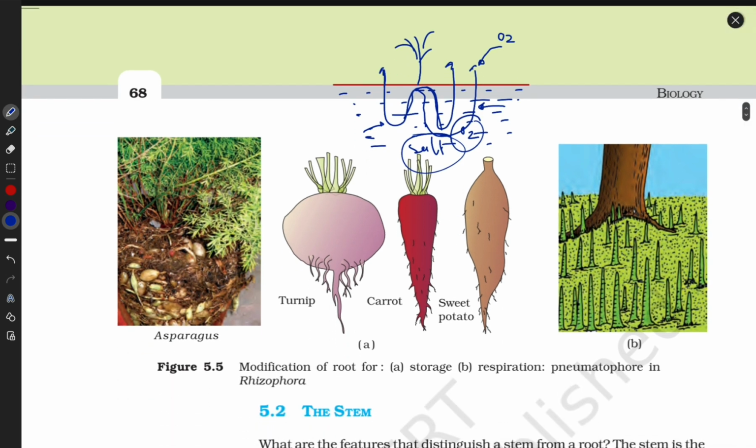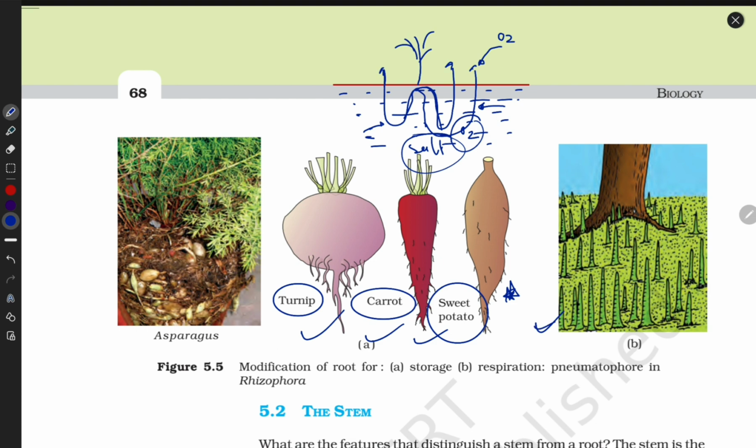It may be for storage, guys. Like turnip, their root is modified for storage of food. Carrot, they modify their root for storage. Sweet potato, they modify their roots for storage. This is an important example. They can ask it of you. Carrot is a modification of root and shoot. Sweet potato is a modification of root and shoot. Okay, you have to remember, important guys, you have to remember this thing properly.